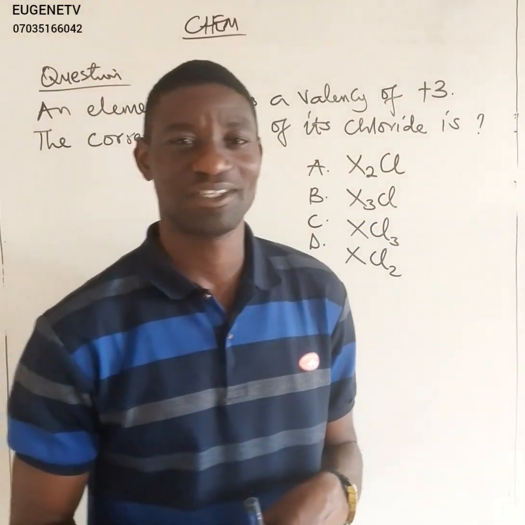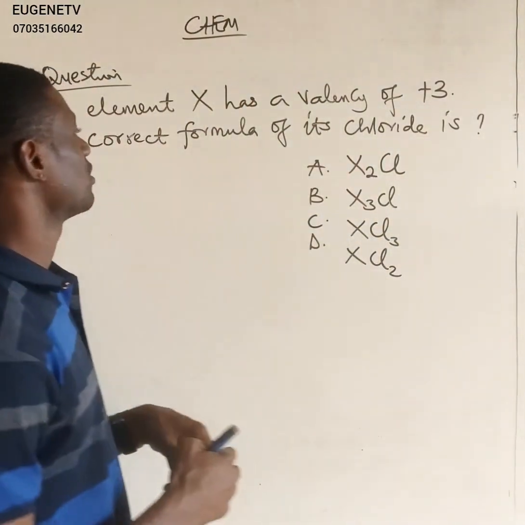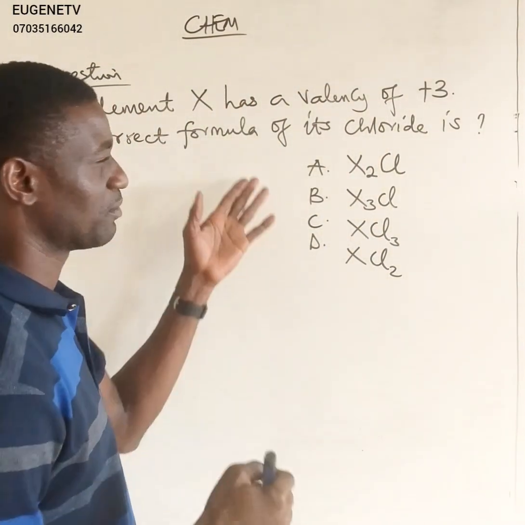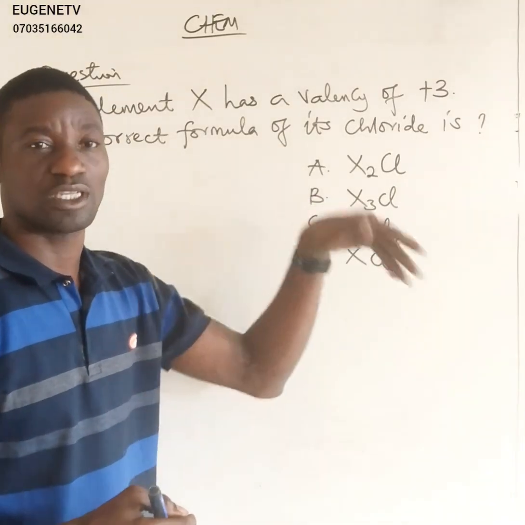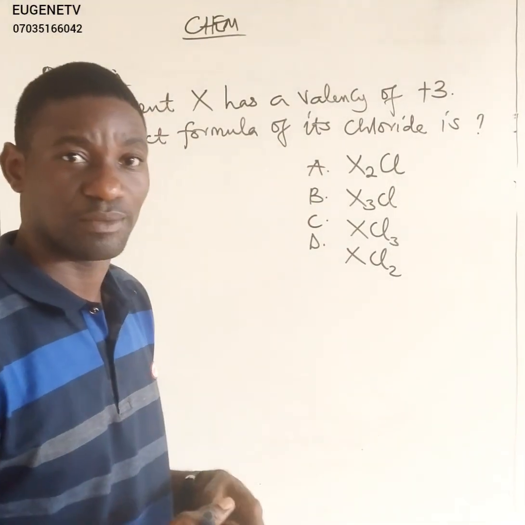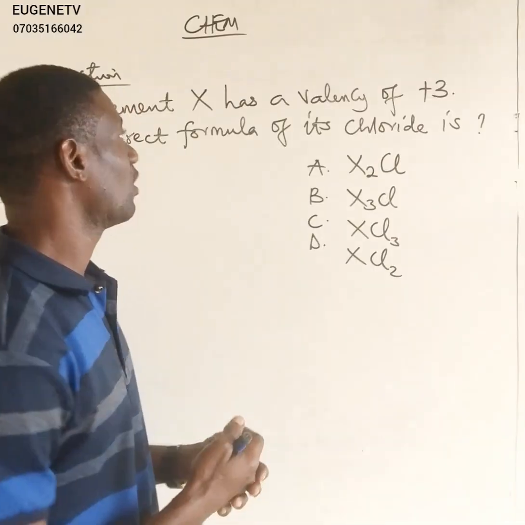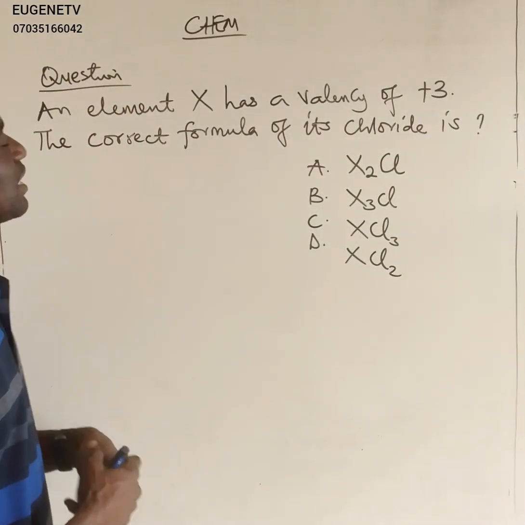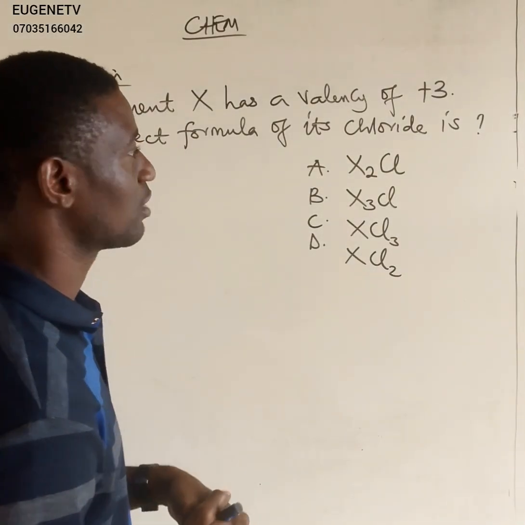Let's take a look at this question. This question is just very simple. I think this was either the third or the fourth question. They just concluded WAEC examination, the objective test. All right, the question reads: an element X has a valency of +3.